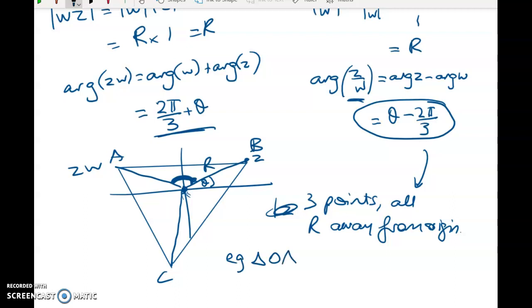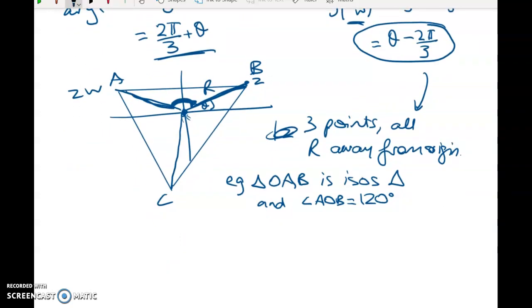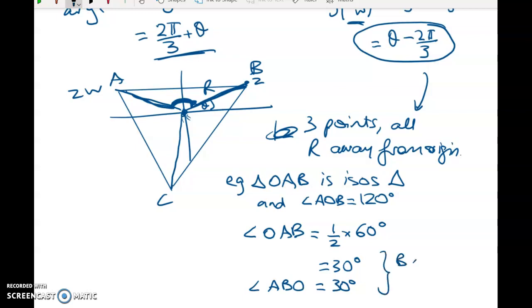So triangle AOB is an isosceles triangle, right, because this is length R. And angle AOB is equal to 120 degrees. What else can I say? Well, that means that angle OAB is equal to half of what's left over, so half of 60 degrees, which is 30 degrees. And angle ABO is also equal to 30 degrees, right? So that's both because of base angles in an isosceles triangle.